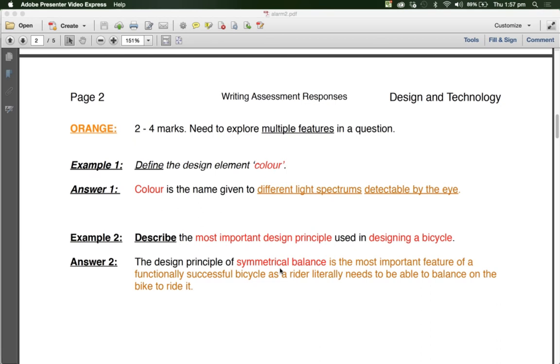Describe the most important design principle used in designing a bicycle. For maybe 1 to 2 marks, depending how many marks are being allocated, you might identify parts of the question, or part of the answer, I should say. But to get full marks, you need that orange section there.